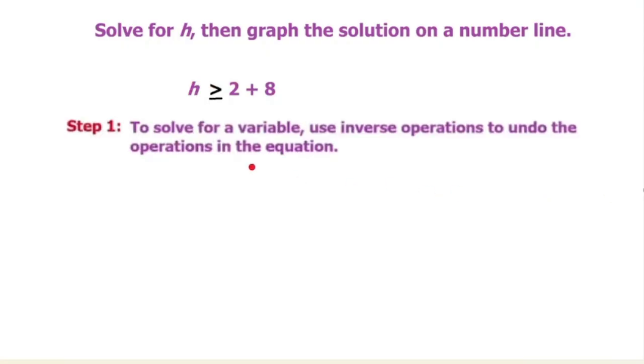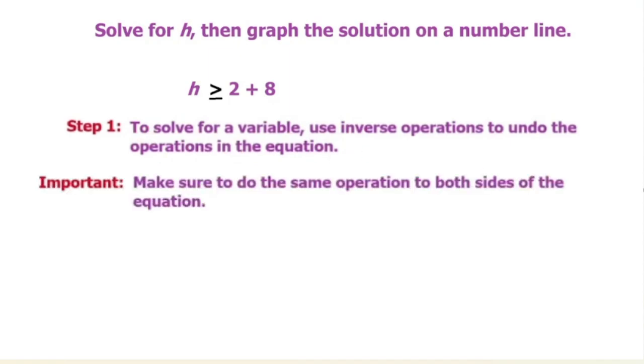So first step, to solve for a variable, use inverse operations to undo the operations in the equation. And then what's important here is to make sure to do the same operation to both sides of the equation.